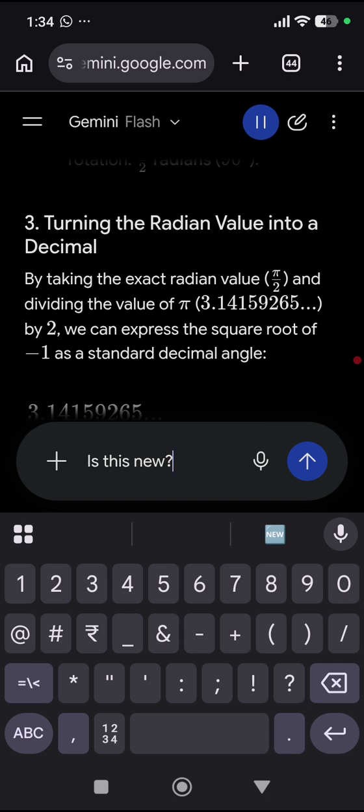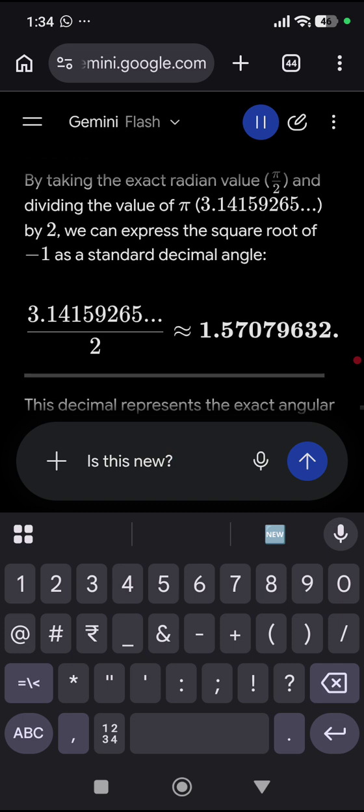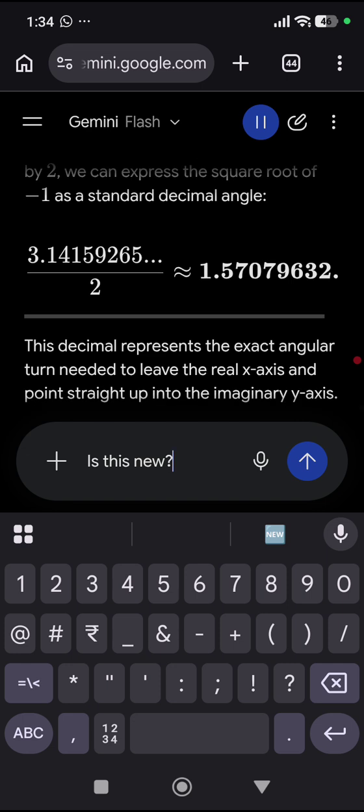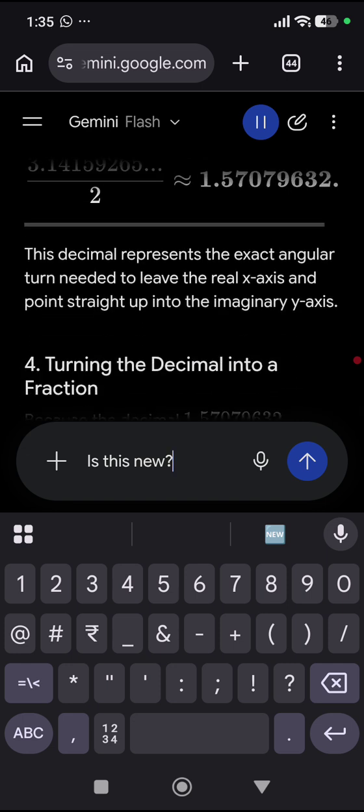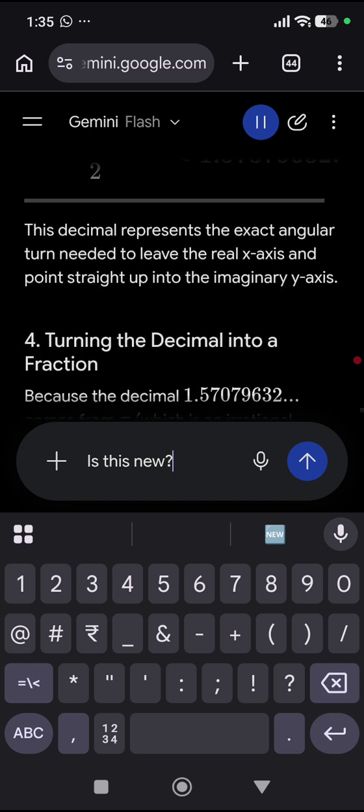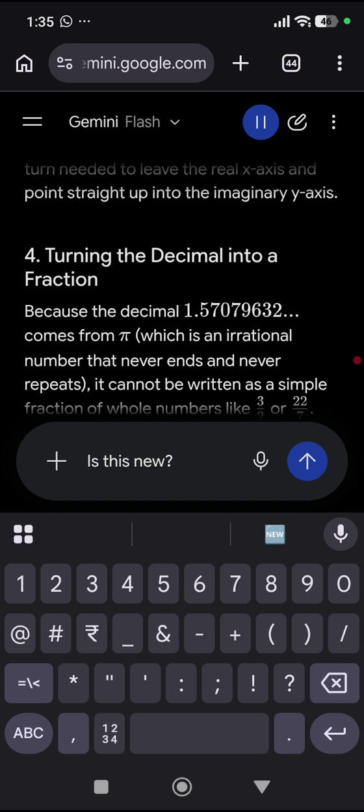3. Turning the radian value into a decimal. By taking the exact radian value, π/2, and dividing the value of pi, 3.141599265, by 2, we can express the square root of -1 as a standard decimal angle. This decimal represents the exact angular turn needed to leave the real x-axis and point straight up into the imaginary y-axis.